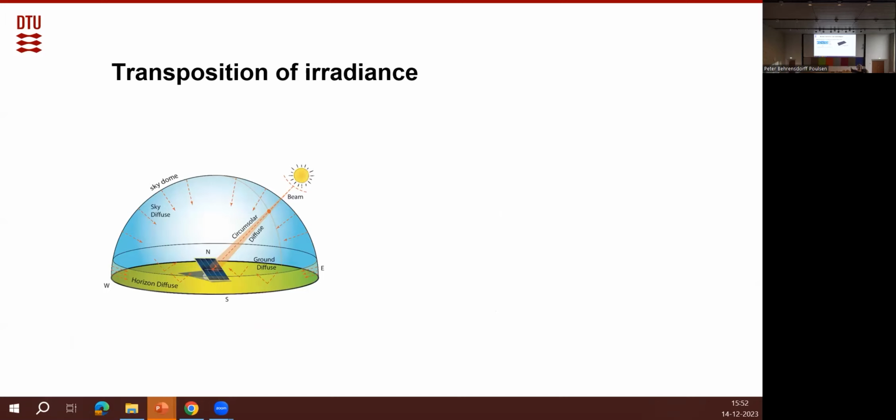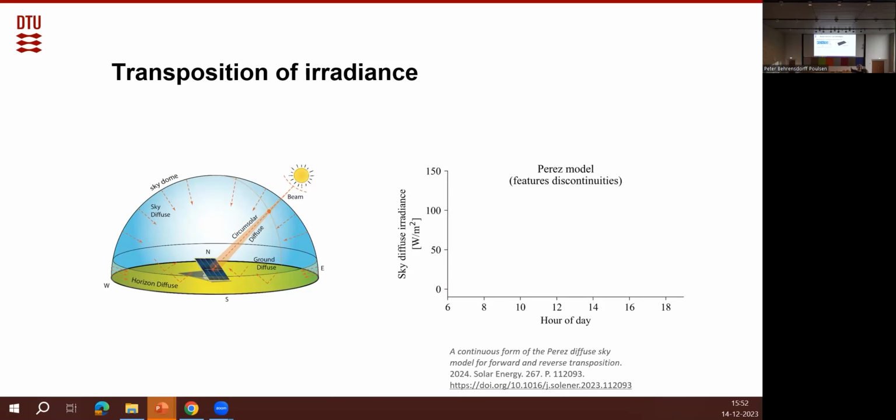Now, the most advanced and accurate model at the moment, or the standard, is the Perez model. But that has one noticeable drawback: it has discontinuities. That's just because it's a model that was developed in the 90s when computer power wasn't that effective, so there were some limitations. So one thing we've done this year, together with the original author, is to update this model and make it continuous, which is necessary when you have higher frequency applications, such as 1-minute data. The red line here is the new predictions.